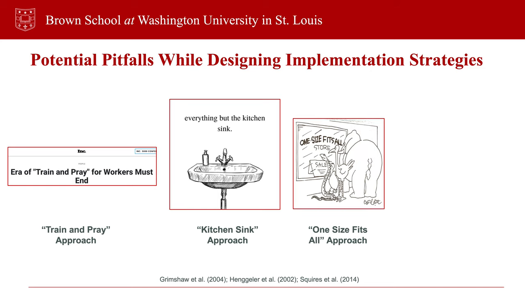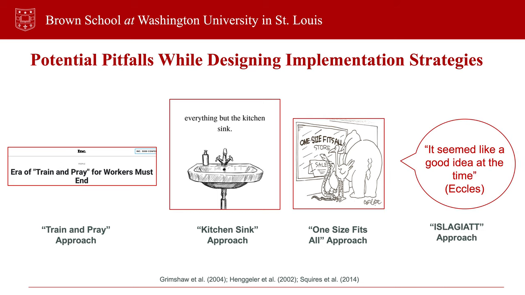Arguably, we often use a one size fits all approach. So there's increasing emphasis in the field on how we can tailor our implementation strategies at the organizational level and at the system level, to have a better fit between the types of barriers that we face and the types of strategies that we're using. And then finally, one of the co-founding editors-in-chief of Implementation Science said that we often use the "ISLAGIATT" principle, or "it seemed like a good idea at the time," when designing implementation strategies. So we have a long way to go to make the selection and tailoring of implementation strategies more systematic.